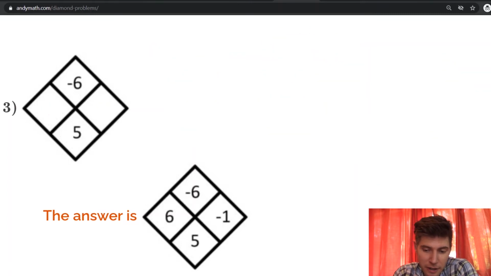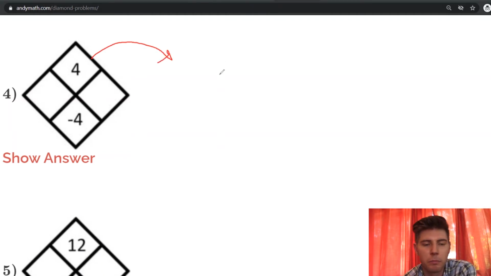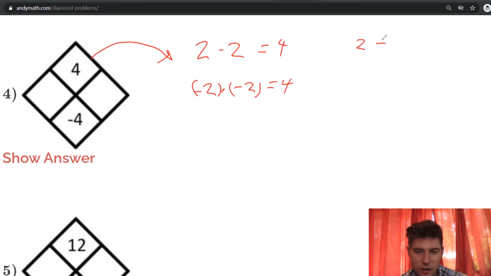Should we do another? Let's try another. 4 and negative 4. So once again, I'm just going to list everything that multiplies to 4. So that'd be 2 times 2, and also negative 2 times negative 2, because the double negatives will cancel. So both of these multiply to give us the 4, which is what we want, the 4 on top. Now let's try adding these together. 2 plus 2 or negative 2 plus negative 2.